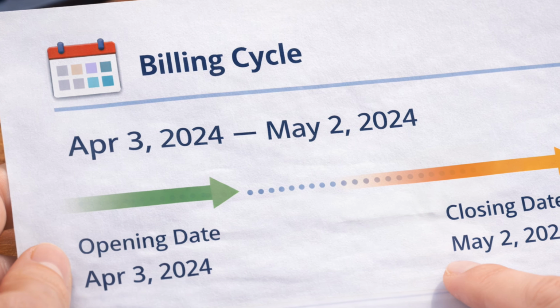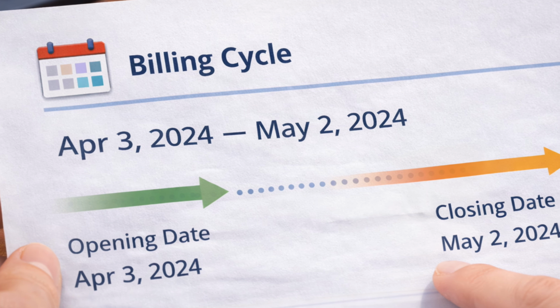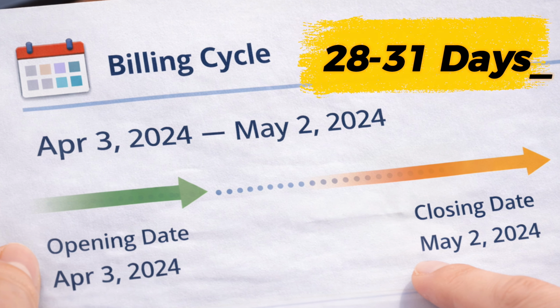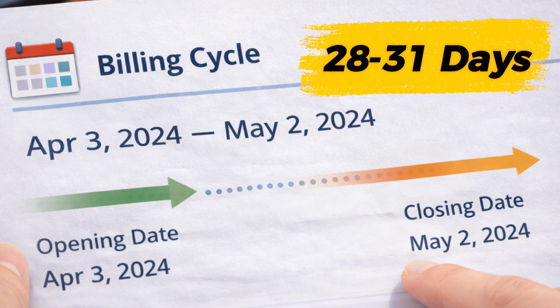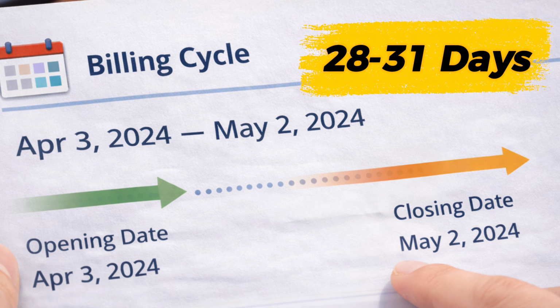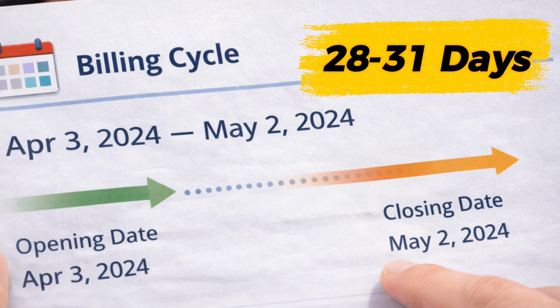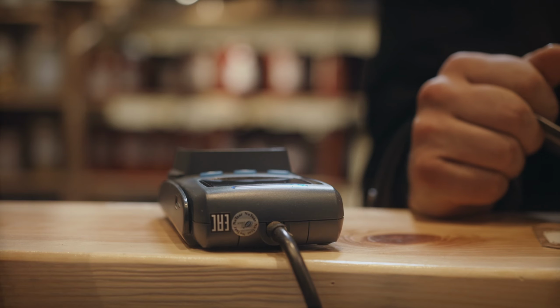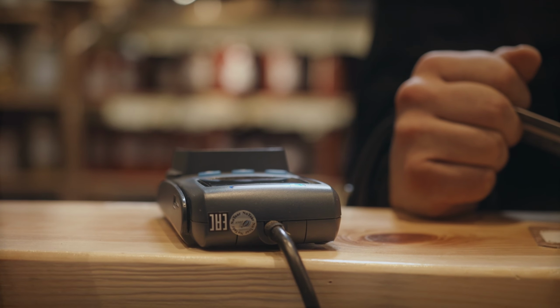Next, locate the billing cycle dates. These show the exact period the statement covers, often around 28 to 31 days. Transactions made after the closing date will appear on the next statement instead. Understanding this timing helps you predict when purchases will be reported and when interest might begin accumulating.